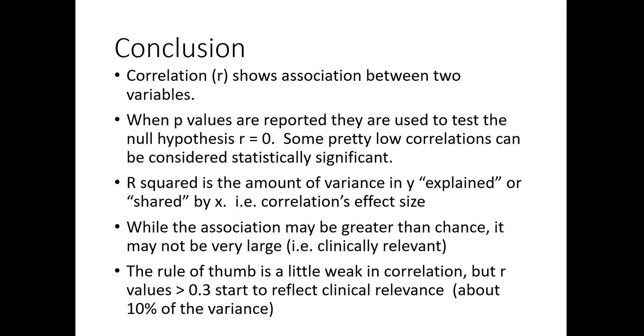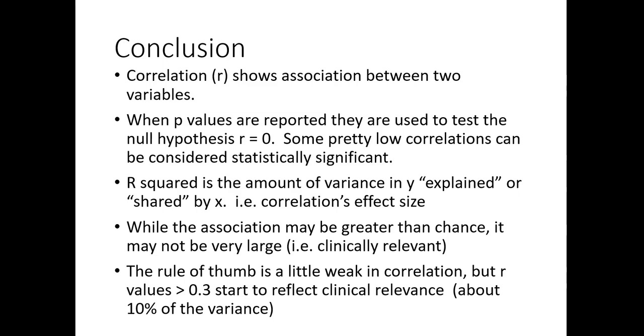All right, so what have we learned? Correlation shows association between two variables. When p-values are reported, they are used to test the null hypothesis that r is 0. In other words, it tests whether that linear relationship between the two variables, those points that you get, is strictly chance. Now, they're not going to be exactly 0, but the null hypothesis is that they're 0, and if you reject it, then you conclude that there is something that isn't chance.